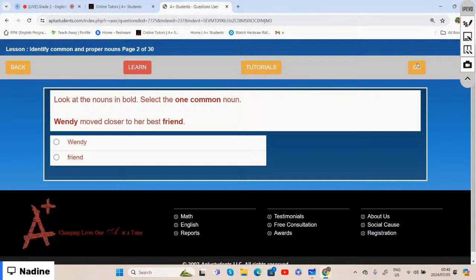Wendy moved closer to her best friend. We need to select the common noun, the general noun. Is it Wendy or friend?